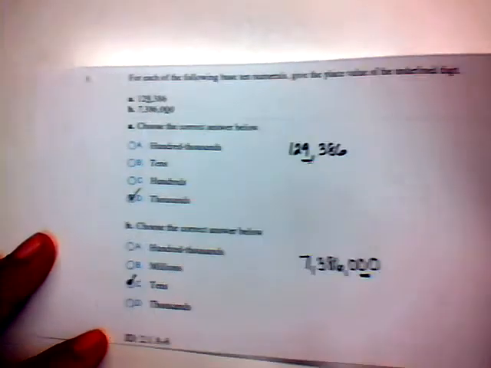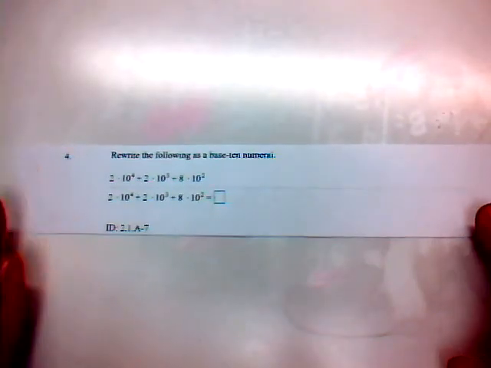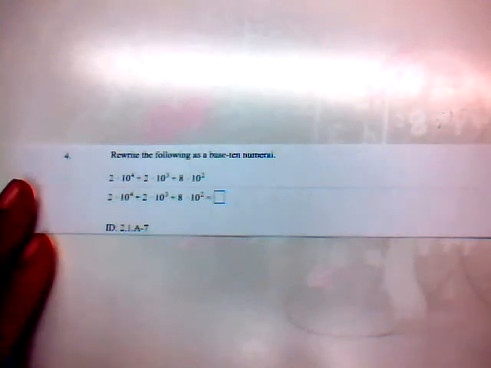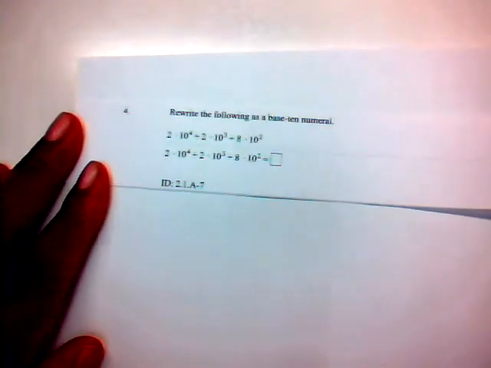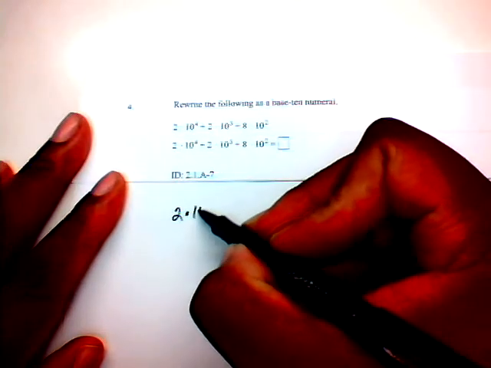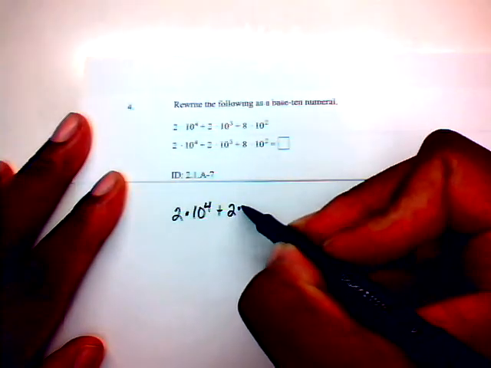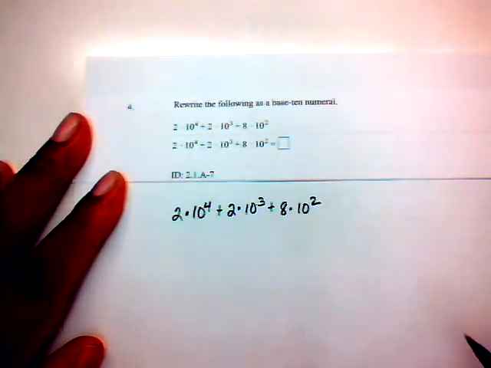Okay, now let's look at problem number 4. Here we want to rewrite this as a base 10 numeral. Here we got 2 times 10 to the 4th plus 2 times 10 to the 3rd plus 8 times 10 to the 2nd. Now I'm going to write this on plain paper. 2 times 10 to the fourth, plus 2 times 10 to the third, plus 8 times 10 to the second.